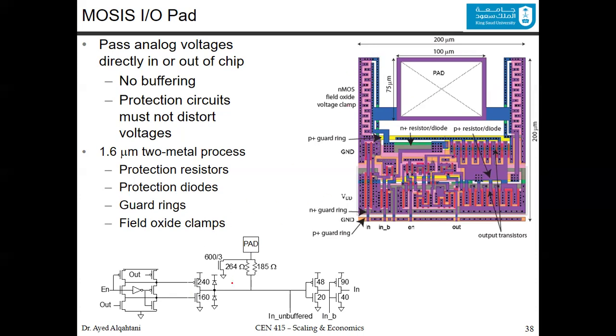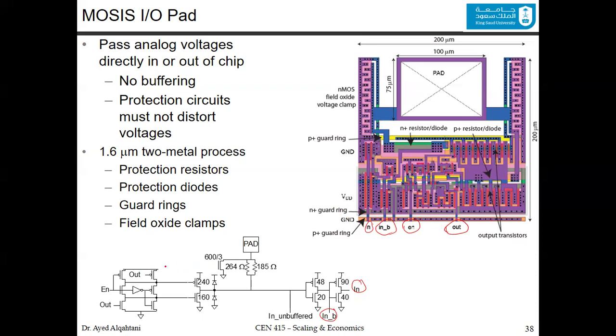To see the relation between this and this, this is the output. You can see it here. The enable, you can see it here. So the output goes this way and the enable goes this way. And you have the input, which is this, the input and the input bar. This is the input and this is the input bar. Now you have rings, as we mentioned, the P plus guard ring and the N plus guard ring. So it's here and there, you can see it.